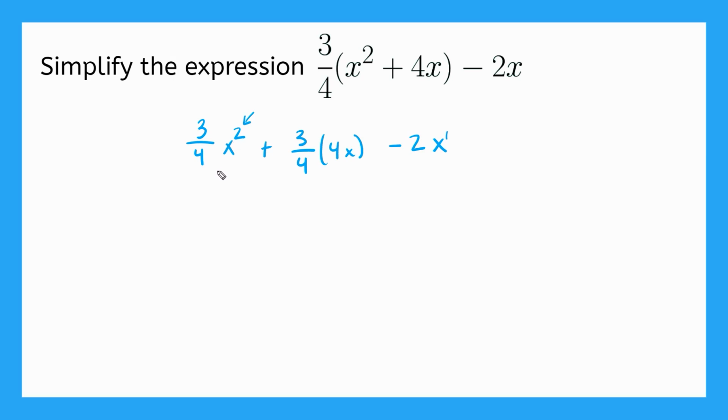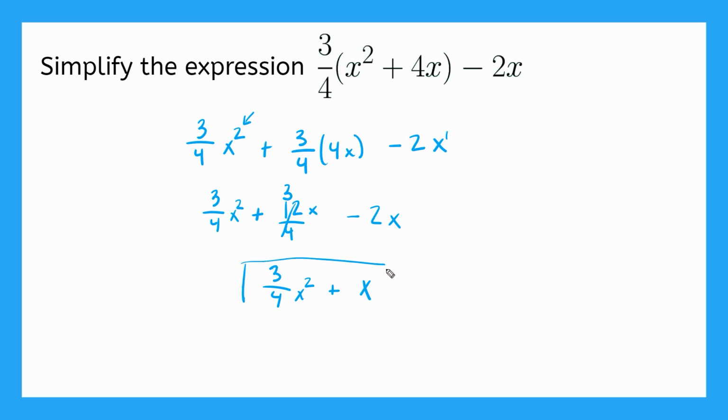Now let's go ahead and see if we can simplify any of these terms. Can we simplify our first term? Nope, it's just going to stay the same, 3/4 times x squared, plus this term. Can we do any simplifying? Yeah, right? If we multiply across, we're going to get 12x over 4, and this is just going to turn into a 3x, minus 2x. Now, can we combine our like terms? 3x minus 2x is going to give us just an x, so we're left with 3/4 x squared plus x, and that's our answer.